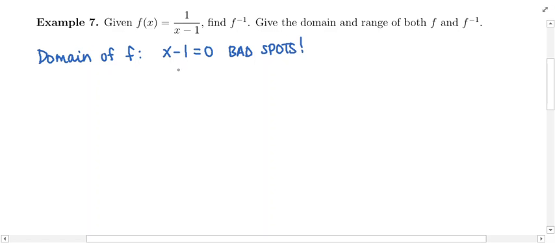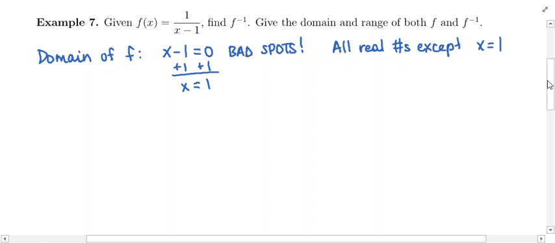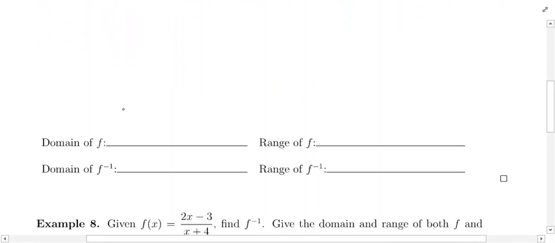Okay, so if you solve this, just add 1 to both sides, you're going to get that your bad spot is x equals 1. You can eyeball and check that. If you plug in x equals 1, you're going to divide by 0, and that's bad. So the domain of f is going to be all real numbers except x equals 1.